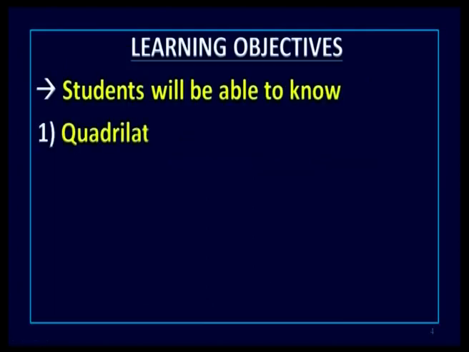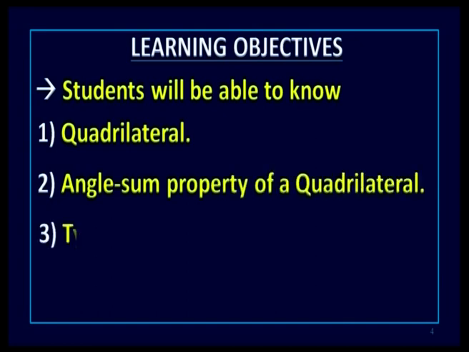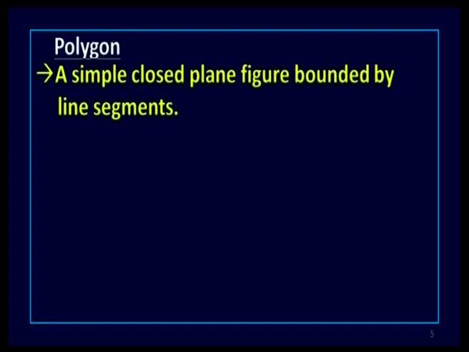You will be able to know what is a quadrilateral, the angle sum property of a quadrilateral, types of quadrilaterals, and properties of quadrilaterals. Okay children, first let us understand what is a polygon. A simple closed plane figure bounded by line segments is called a polygon.